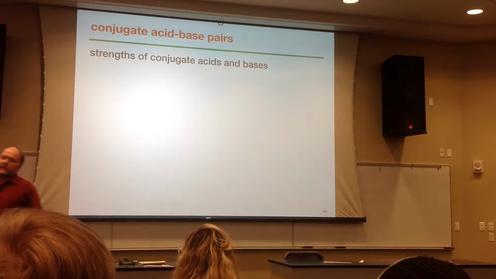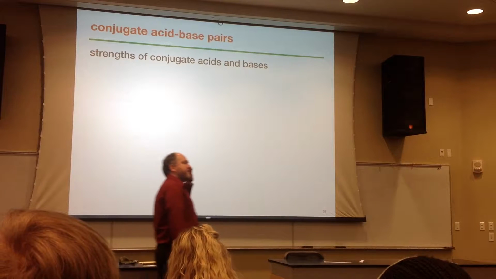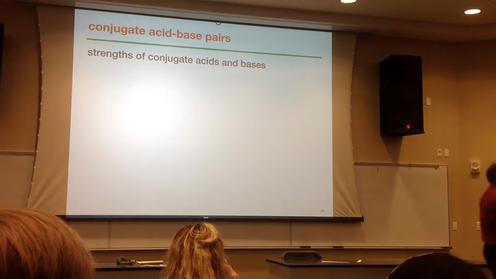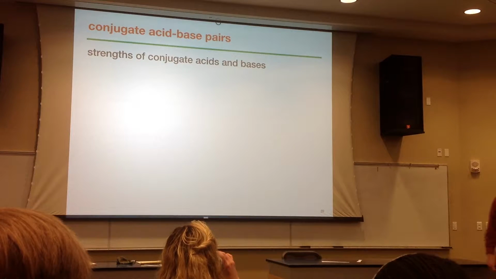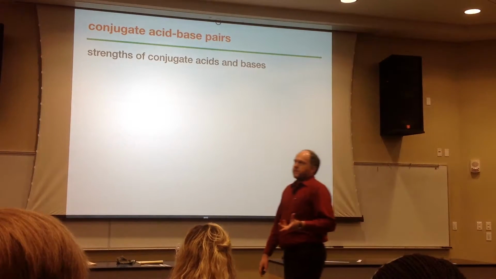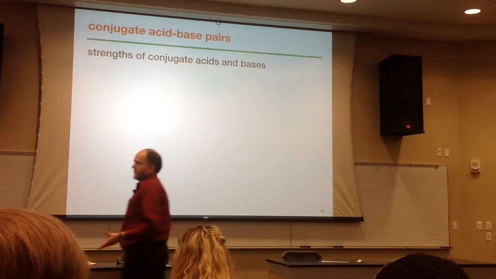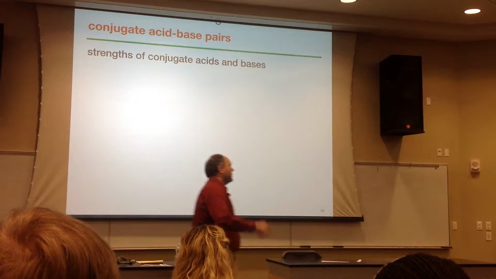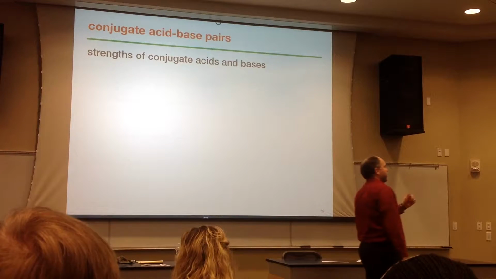Okay, so conjugate acid-base pairs. We introduced these in the very first section of this chapter. All right, where basically an acid gives up its proton, it becomes deprotonated, and it becomes a conjugate base. All right. Well, there are strengths to these things. Not all conjugate acids and bases are strong or weak. They're not all the same strength.